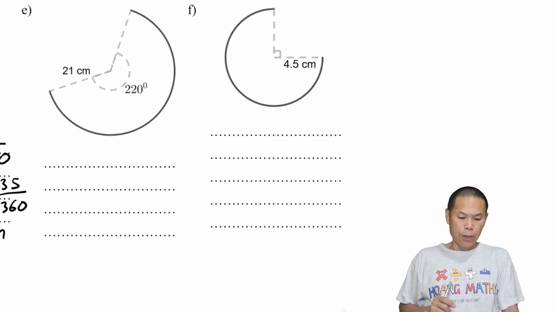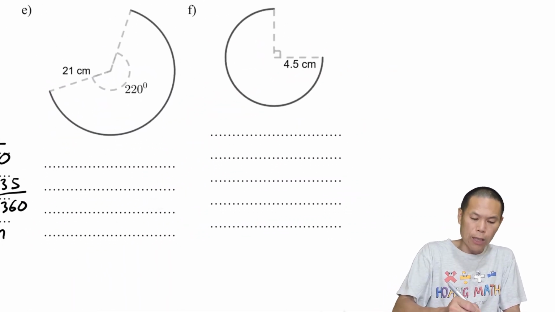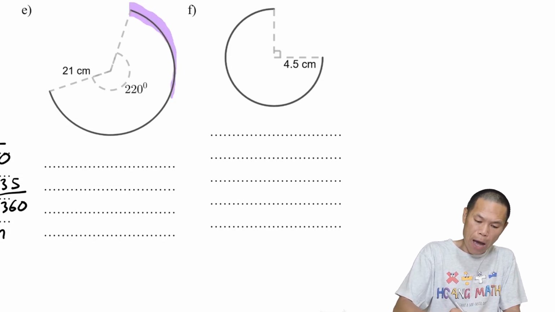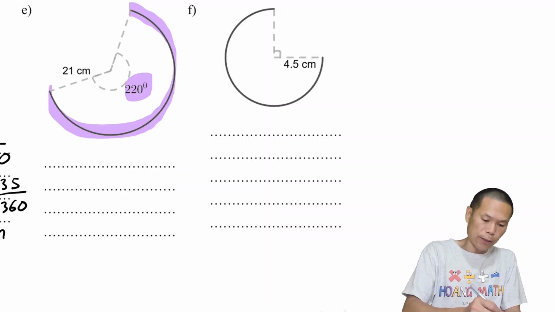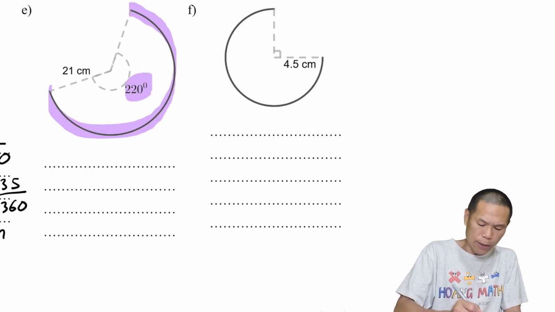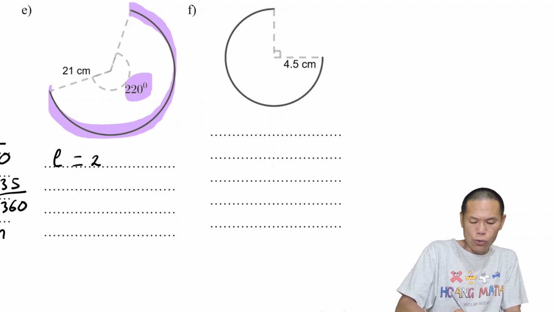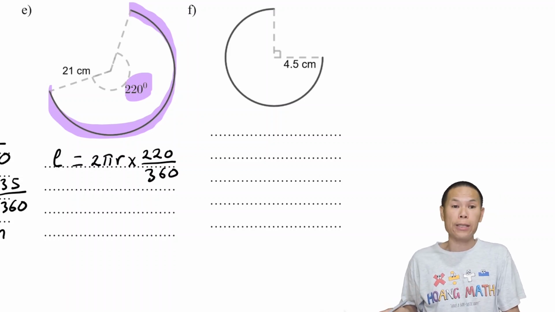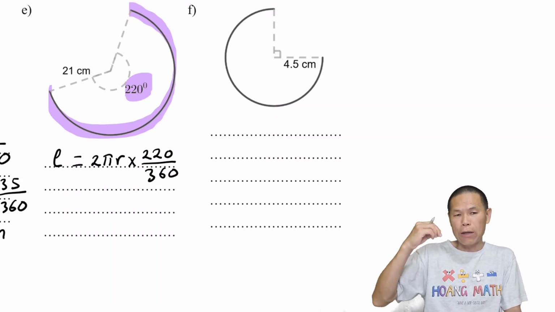Part E. So we know that the circumference of a circle is 2 pi r, and we only need to find part of the circle. So that is 220 degrees. Let me just write out the rule first. L is 2 pi r times 220 degrees out of 360. We just need to work out the fraction of it.